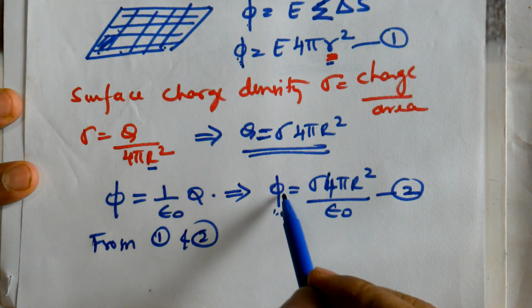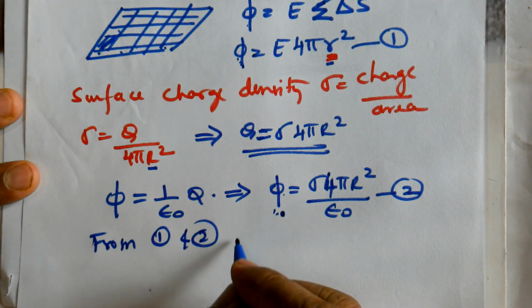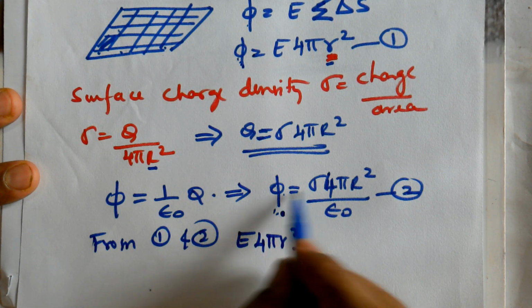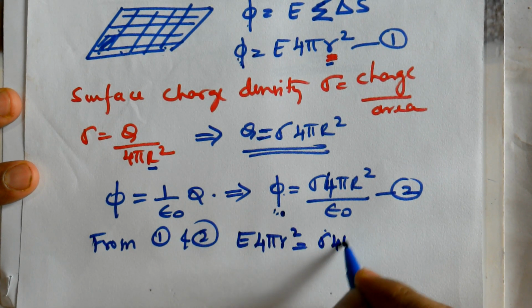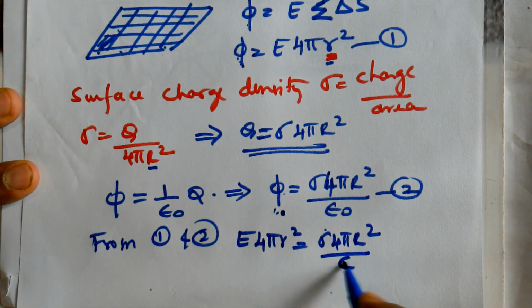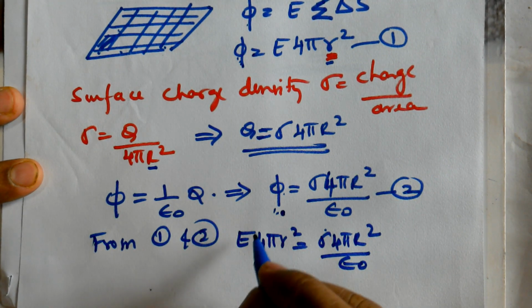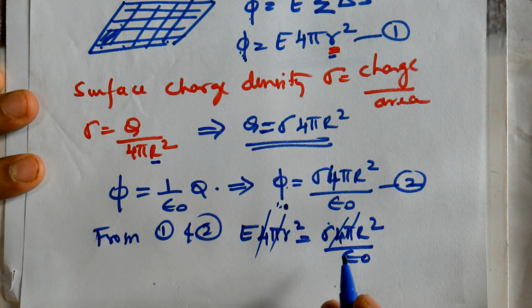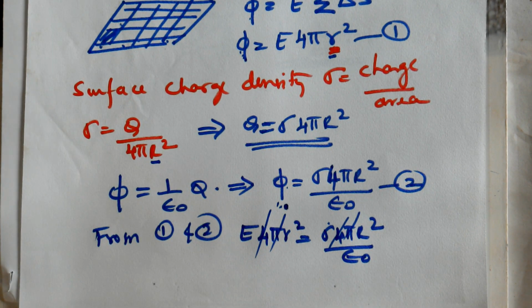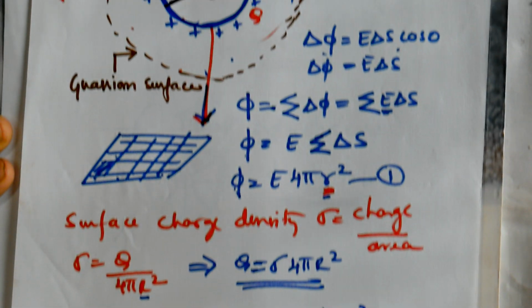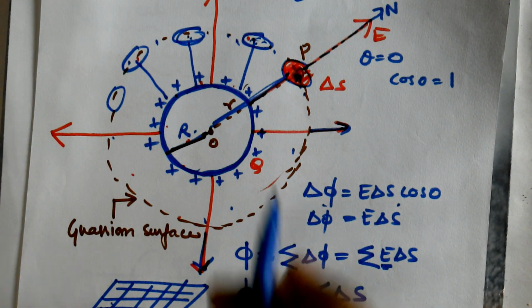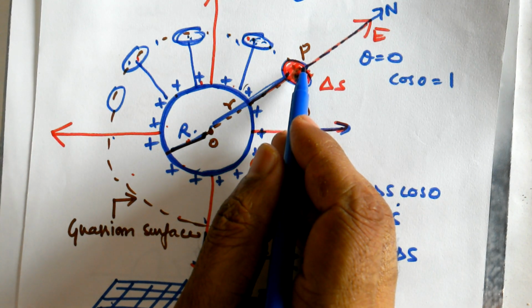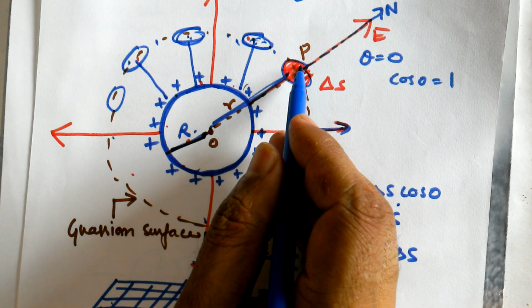Left hand sides are the same, phi and phi, so the right hand sides should be the same. E into 4 pi R squared must be equal to sigma 4 pi R squared divided by epsilon naught. 4 pi gets cancelled with 4 pi here. So what is E? Finally, what is our aim now? We are trying to get the electric field due to this spherical conductor, at a point outside the spherical conductor. So that is our aim.